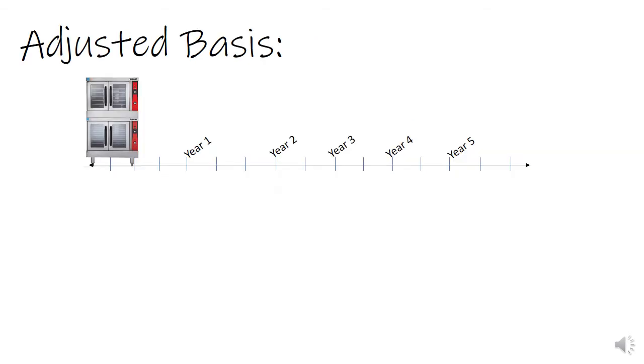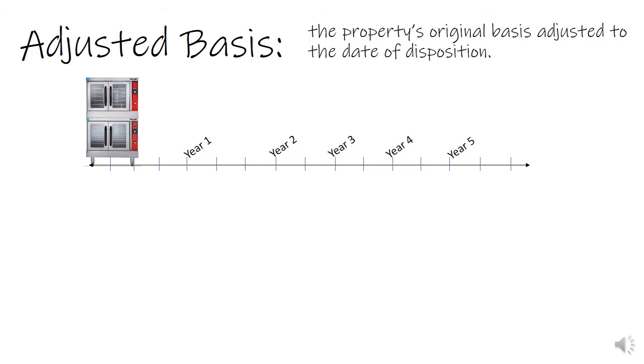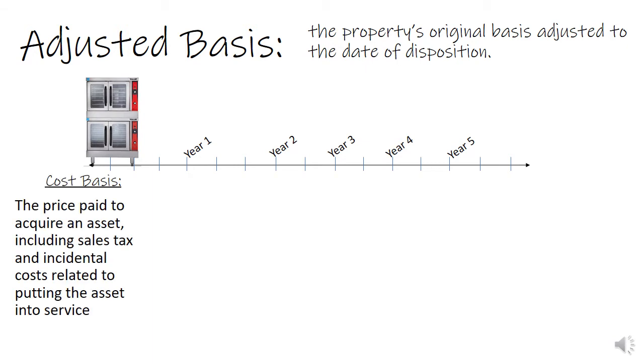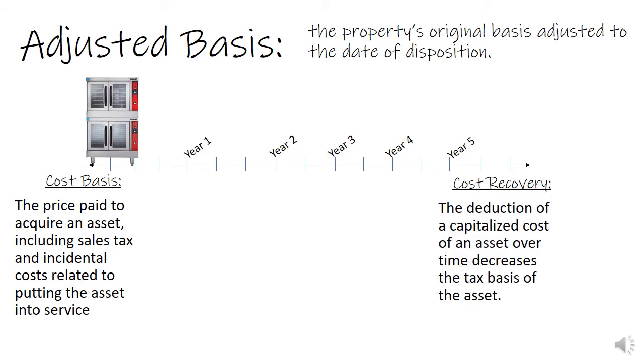So let's look at what the adjusted basis is. We talked about the cost basis last week, but the adjusted basis is the property's original basis adjusted to the date of disposition. This is the price paid to acquire an asset, including the sales tax and any incidental costs related to putting the asset in service. It's net of any cost recovery incurred over time, talked about in our previous lecture.